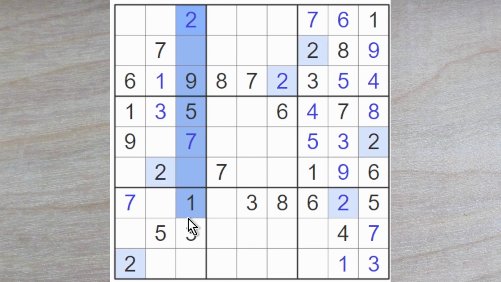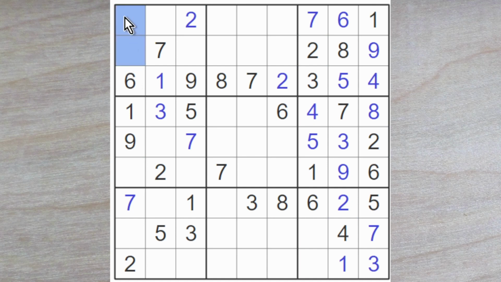So now I want to look at this column here. It needs a 4, 6, and an 8. And again, I can't solve those 3 digits. So now let's look at the first column, for which we need a 3, 4, 5, 8.